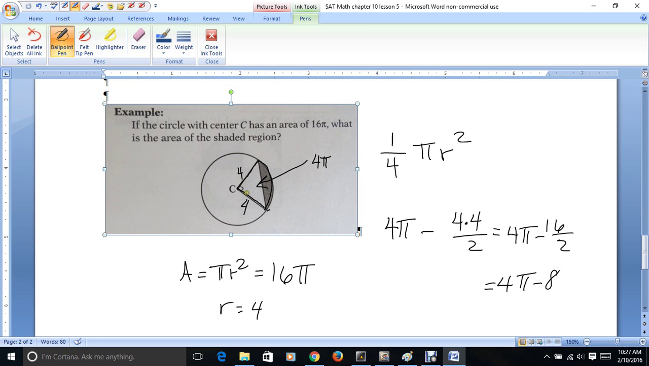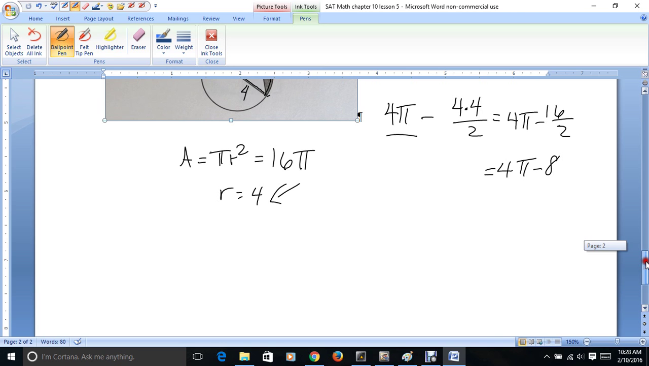Okay, so we took 1/4 of the whole circle, that's what the piece of pie here is, and that was 4 pi right here. And we subtracted the area of the white triangle, which was base times height over 2. And we figured out the radius by knowing that the area of the circle was 16 pi, so the radius must be 4 because pi r squared is the area. Okay, so that is lesson 5 on chapter 10.